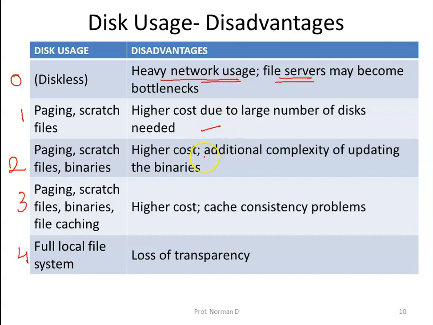With respect to the second method, the cost is even more and the complexity is additional in terms of updating the binaries. With respect to the third method, the cost is much higher as compared to the first and the second, and it has a cache consistency problem. Whereas in the fourth method, there is loss of transparency.